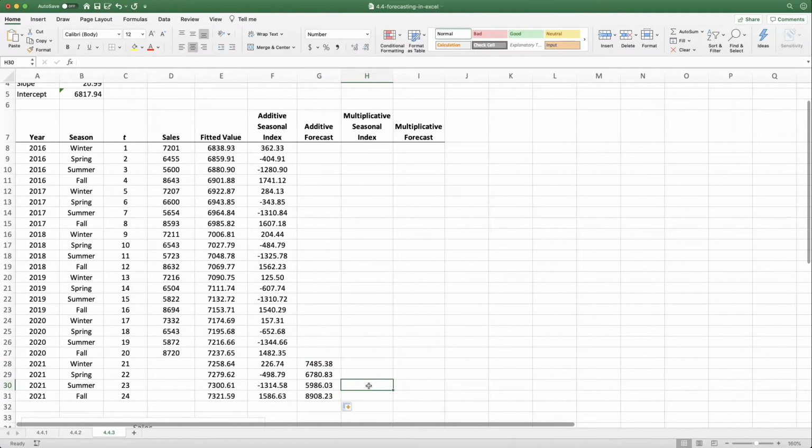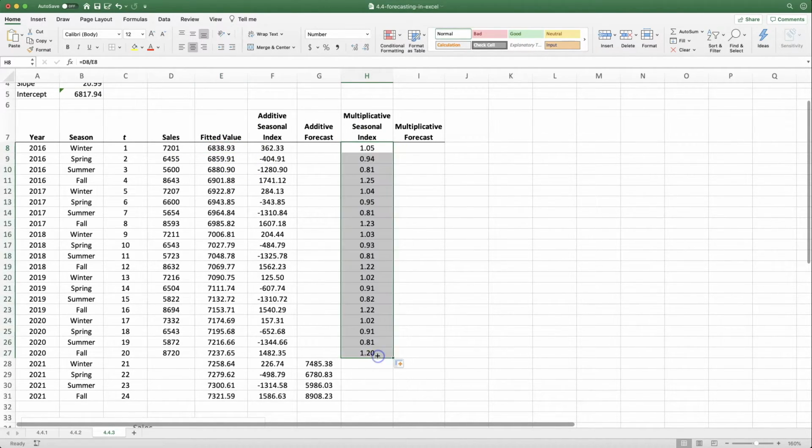Now let's make forecasts using the multiplicative seasonal forecasting model. Whereas the additive model used the difference between the observed and the fitted value, the multiplicative seasonal index uses the ratio. We take the sales and divide it by the fitted value, 1.05. That is, in winter 2016, the sales, 7201, was 5% higher than the fitted value, 6838. Autofill this down to the other observations.